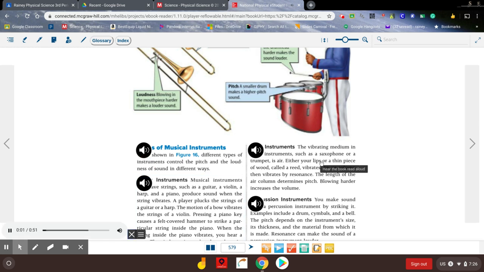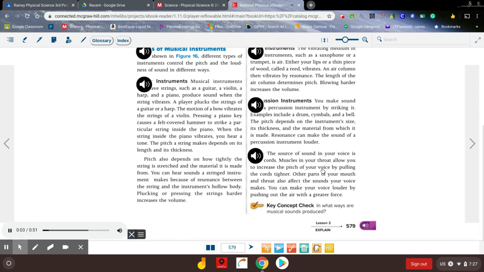String instruments. Musical instruments that have strings, such as a guitar, a violin, a harp, and a piano, produce sound when the string vibrates. A player plucks the strings of a guitar or a harp. The motion of a bow vibrates the strings of a violin. Pressing a piano key causes a felt-covered hammer to strike a particular string inside the piano. When the string inside the piano vibrates, you hear a tone.